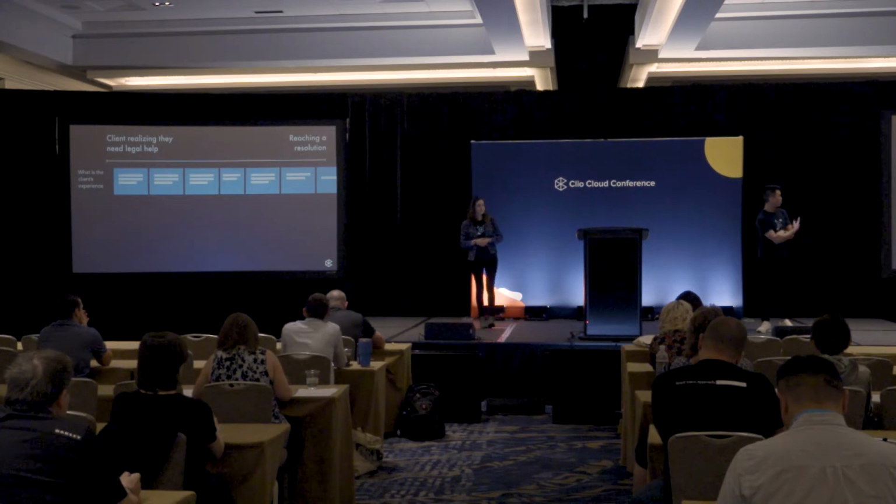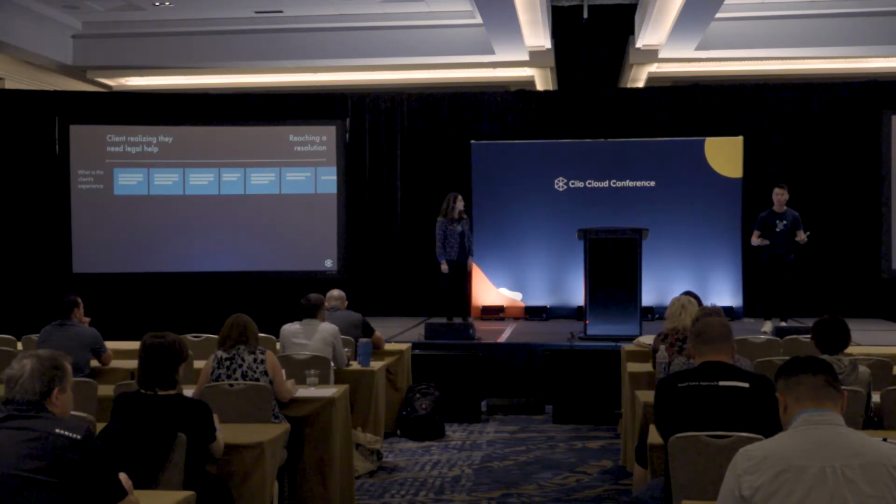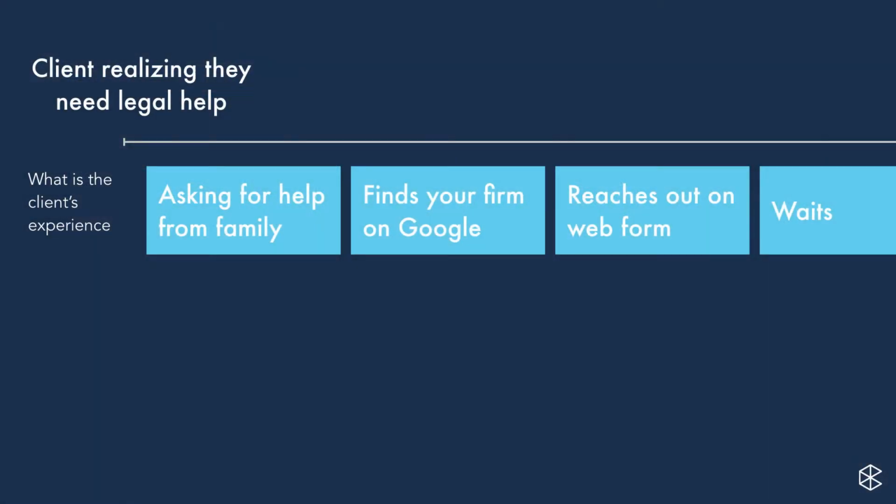Awesome. So what we have on the screen here, we just have white boxes to represent descriptions of the client experience. So in the next slide here, where we zoom into the beginning of this framework, where client realizing they need legal help, some of these post-it notes, or a cell in an Excel sheet, could contain simple phrases that are descriptive and clear, such as client asking for help from their family, finding your firm on Google, and then reaching out over a web form, and then waiting.